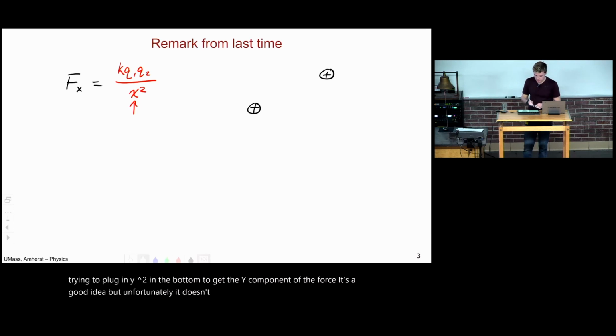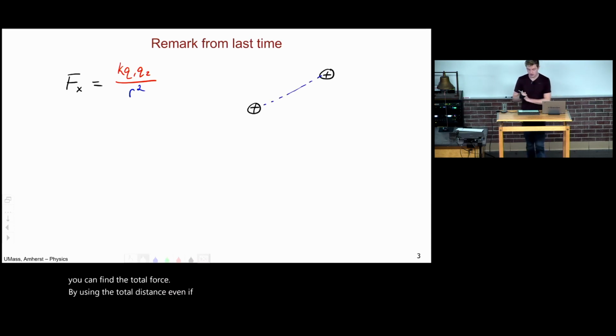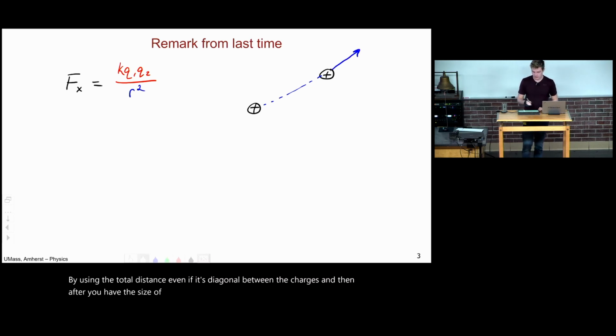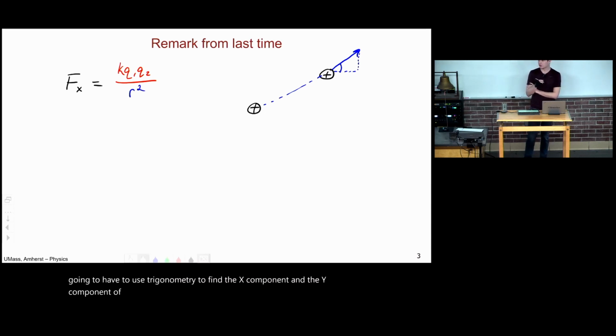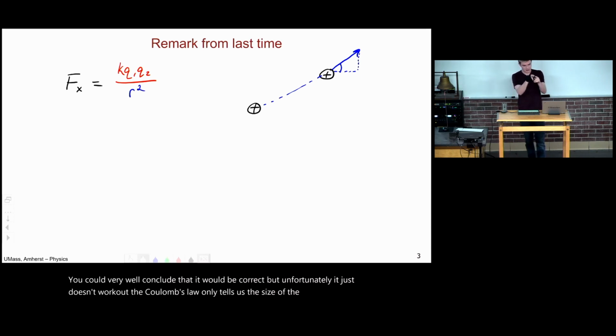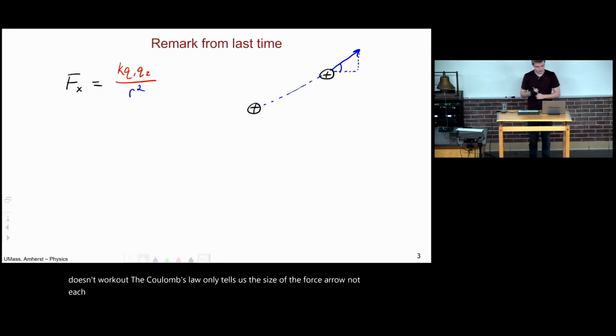The only thing that you can do is find the total force by using the total distance between the charges, even if it's diagonal. And then after you have the size of the diagonal force arrow from kqq over r squared, you're going to have to use trigonometry to find the x component and the y component of that force. Again, a very good idea. You could very well conclude that it would be correct, but unfortunately it just doesn't work out. Coulomb's law only tells us the size of the force arrow, not each individual component of it.